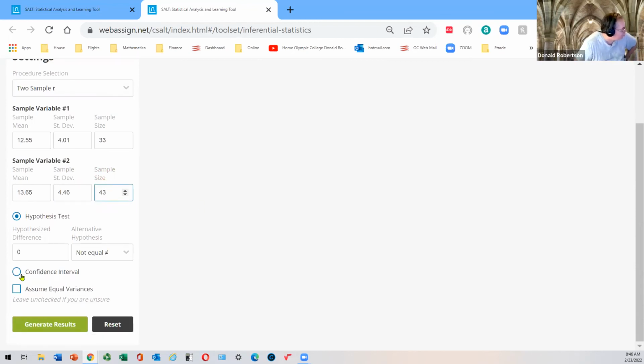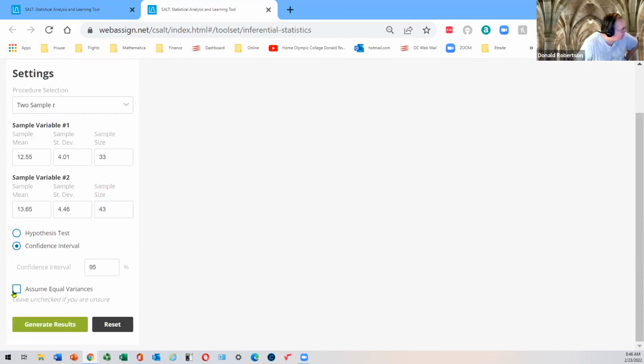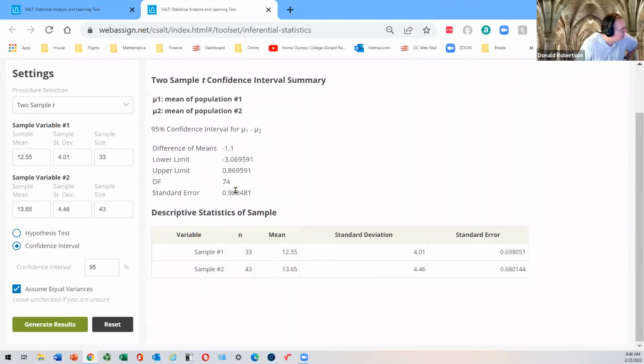And we're going to do a confidence interval. And they said they pooled the data, at least in the first one, so I'm going to do that. But they're not asking us for the interval. They're asking us for the combined standard deviation. So I should be able to generate results. And there's your answer.